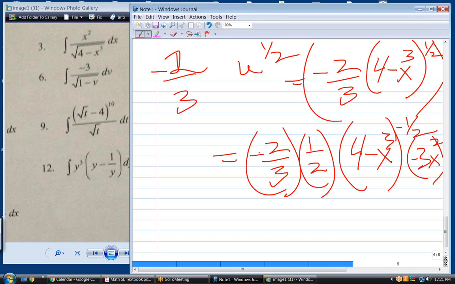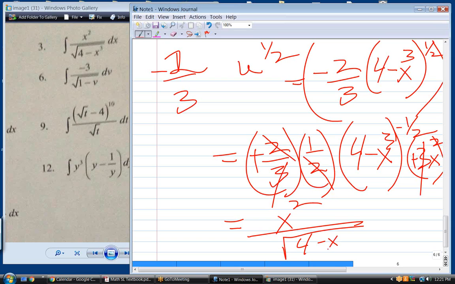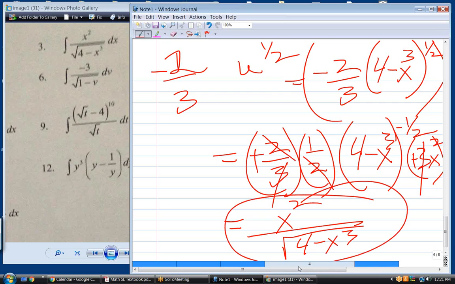Now the question is, is that what we started with? Well, let's see. Let's take away that negative sign and that negative sign. Let's take away that 3 and that 3. Let's take away that 2 and that 2. And what am I left with? I have an x squared in the numerator, and I have a square root of 4 minus x cubed in the denominator. Is that what I started with? Exactly. Mm-hmm.